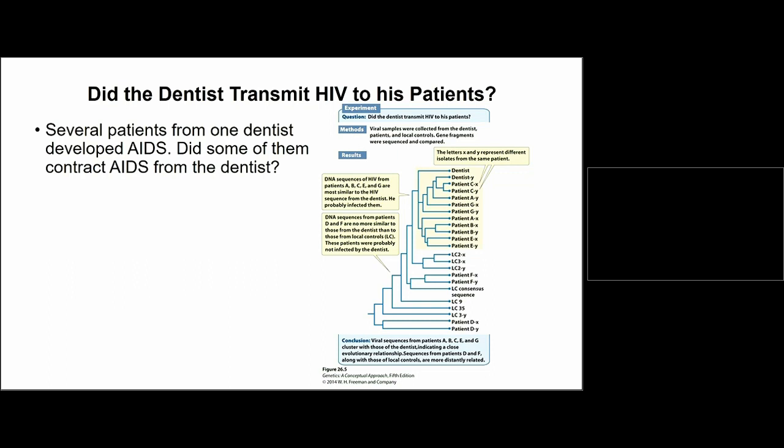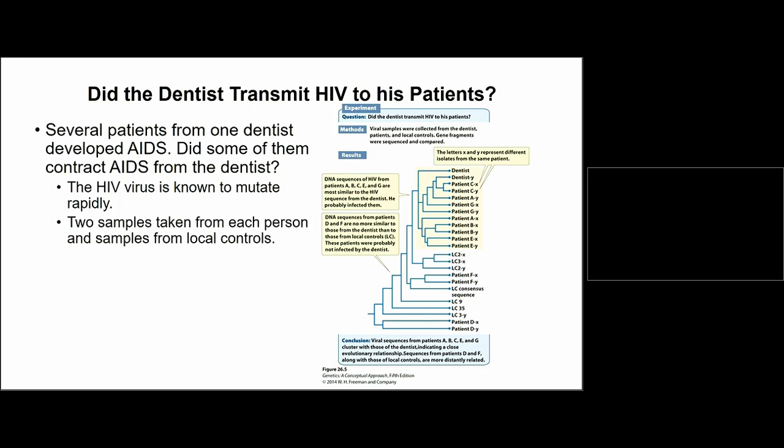And so what they did was they took 2 samples from every individual. The HIV virus mutates very rapidly, so you could have, even within your body, multiple versions of that particular virus. So they took 2 samples from each person and sequenced the envelope gene. They sequenced 1 gene in those samples, and then they created a phylogenetic tree based on sequence divergence.